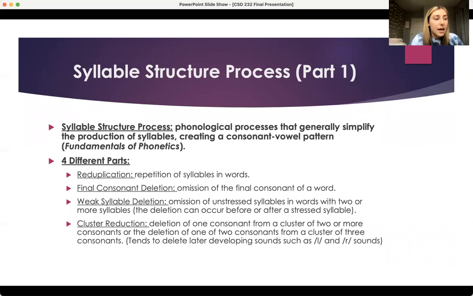Finally, there is cluster reduction. Cluster reduction refers to the deletion of one consonant from a cluster of 2 or more consonants, or the deletion of one of 2 consonants from a cluster of 3 consonants. It tends to delete later developing sounds such as L and R. This is also generally suppressed in children with typically developing speech by the age of 4.